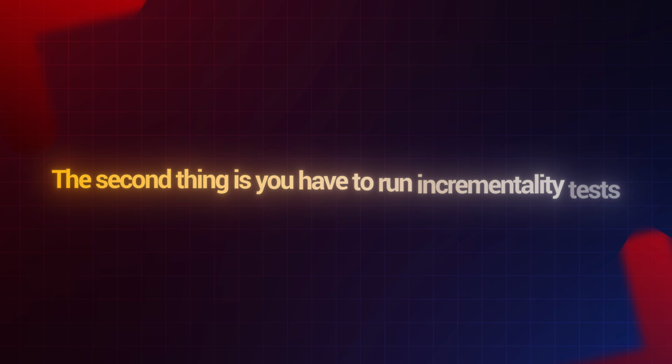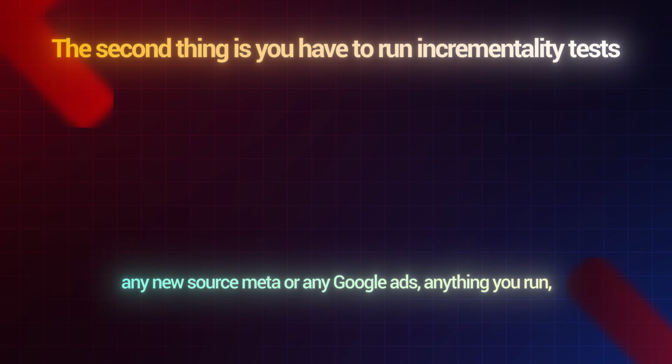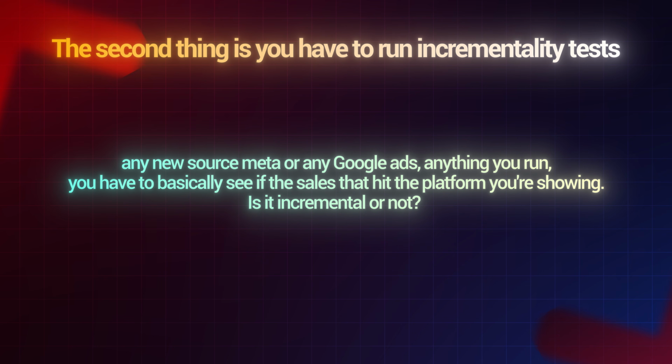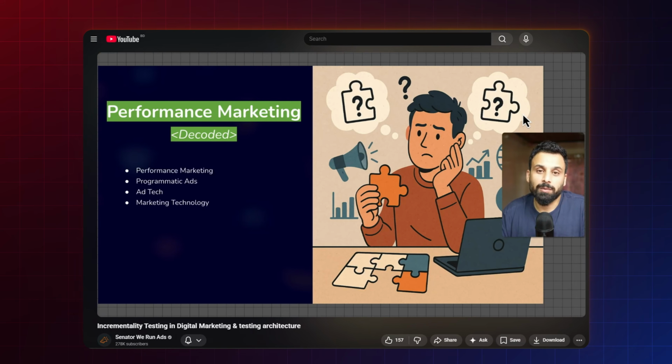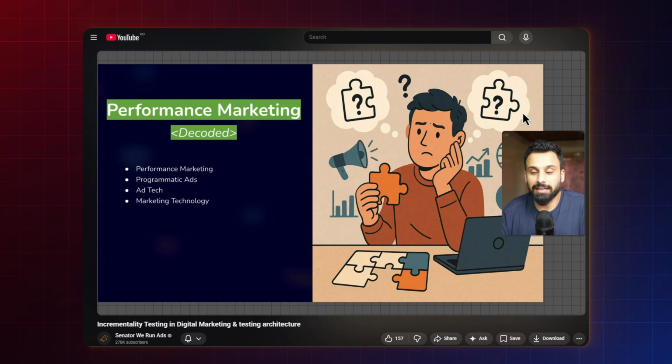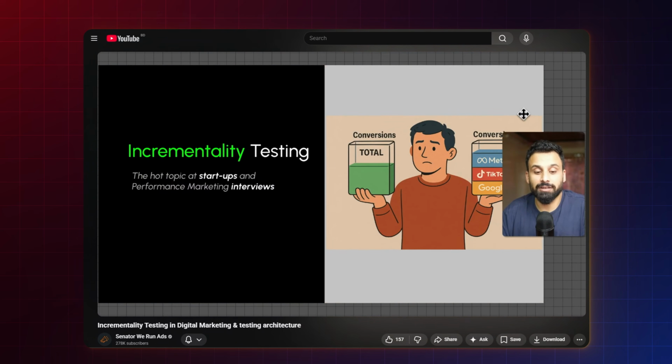The second thing is you have to run incrementality tests, which means that any new source, Meta or Google ads, anything you run, you have to basically see if the sales the platform is showing, is it incremental or not? There are a lot of ways to do incrementality tests. For example, if you have a dedicated technical account manager at Meta or Google, they can help you to set it up on your ad account, or on your side, you can do different kinds of incrementality tests, like the geo test or time bound test. I have a video on my channel explaining all that. It's super easy to do. Basically, the test should answer your question: did the overall increase after running ads on Meta or Google?